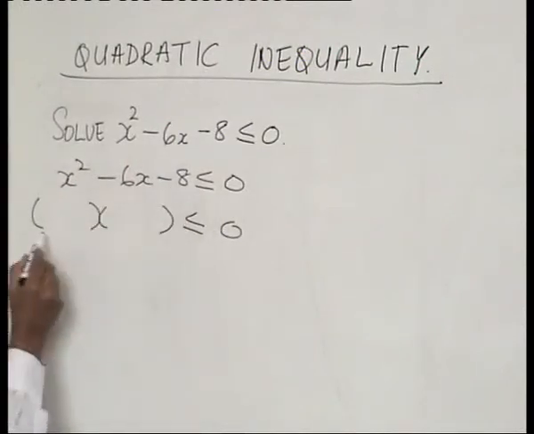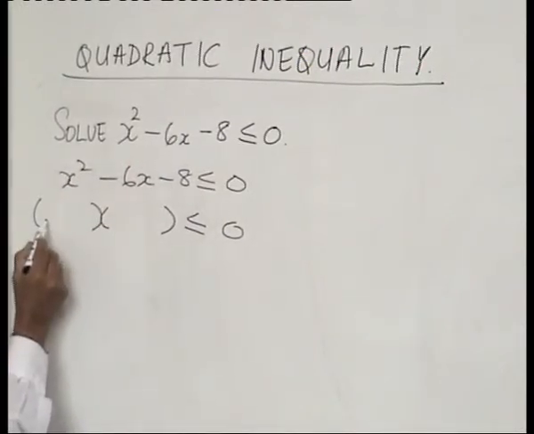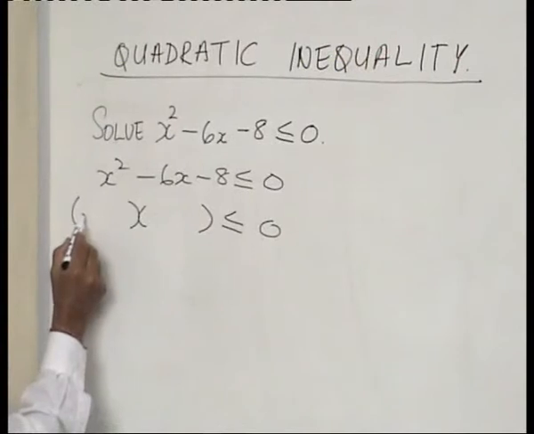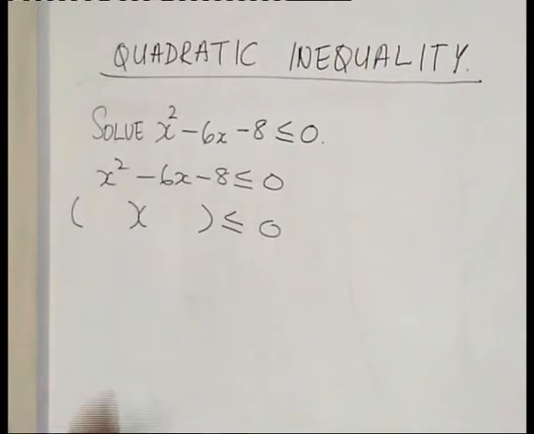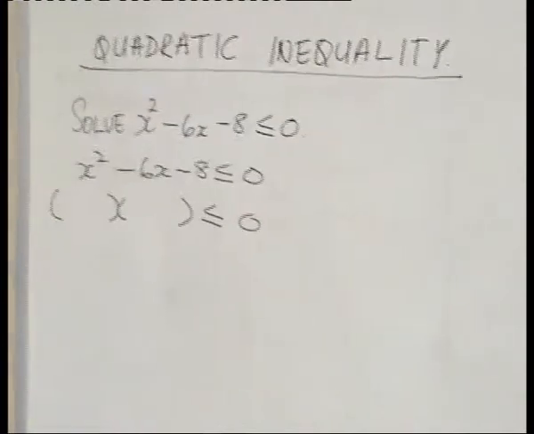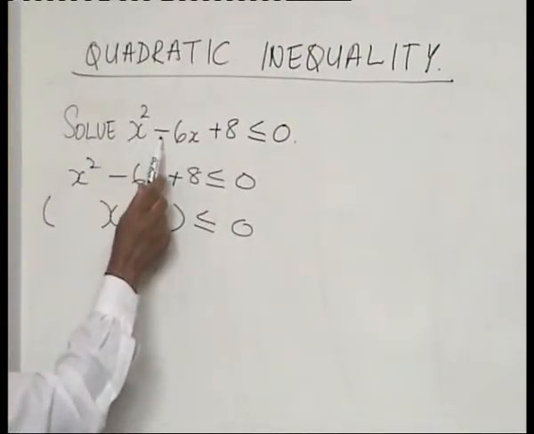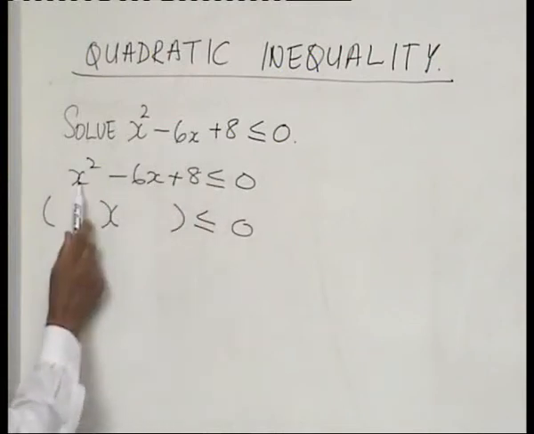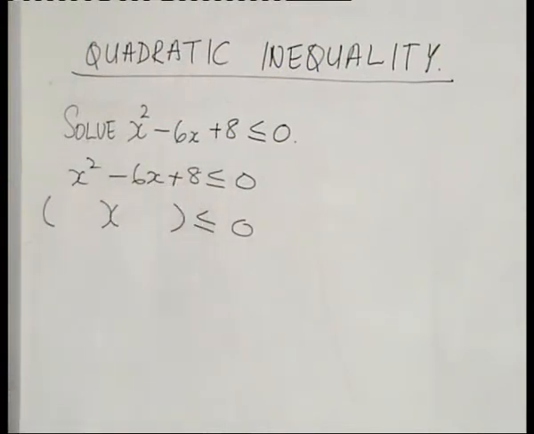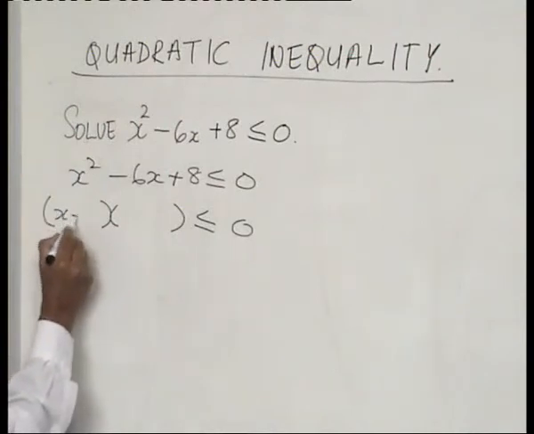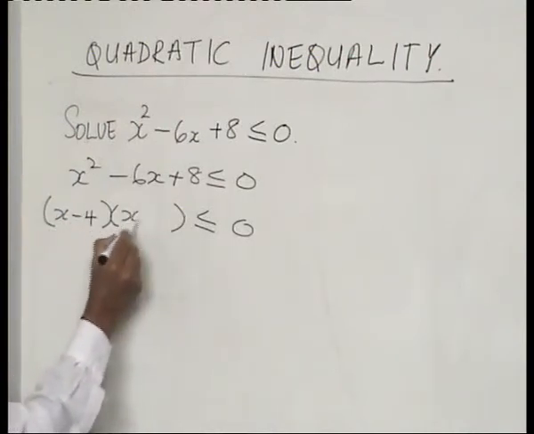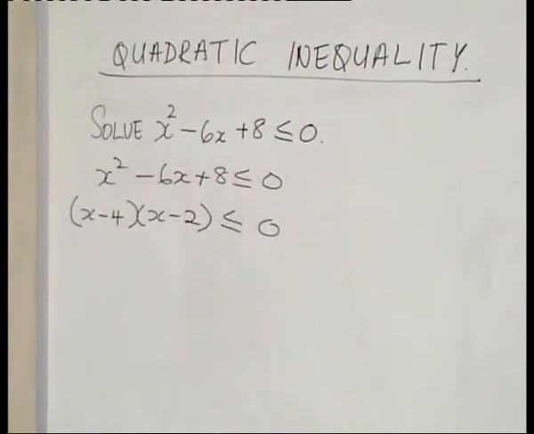So the factors for this particular example are... alright, have a look at the question carefully. It's x squared minus 6x plus 8. X squared minus 6x plus 8 is less than or equal to 0, and we're trying to factorize this. So it will be x minus 4 into x minus 2.